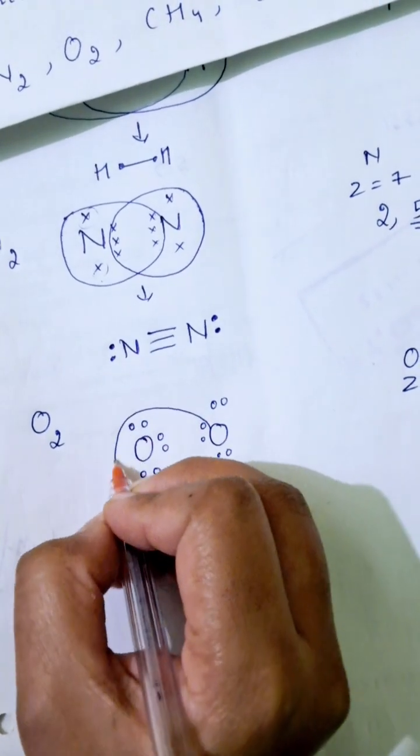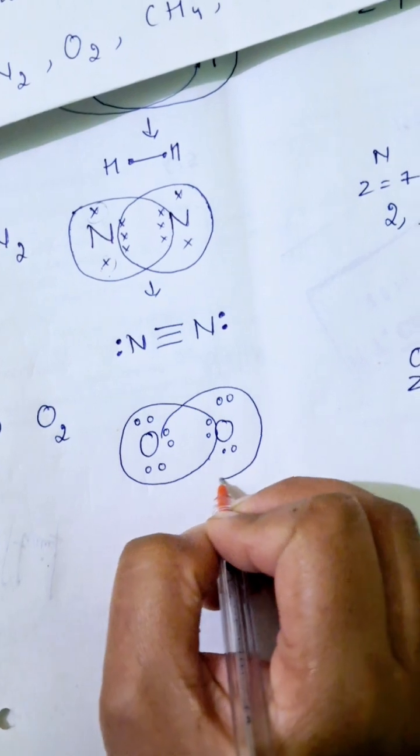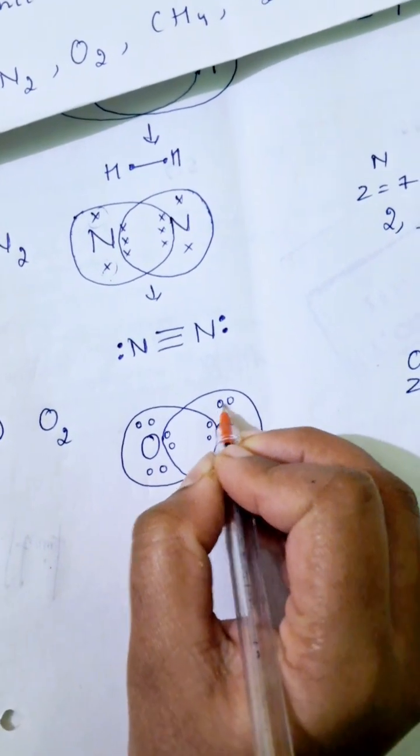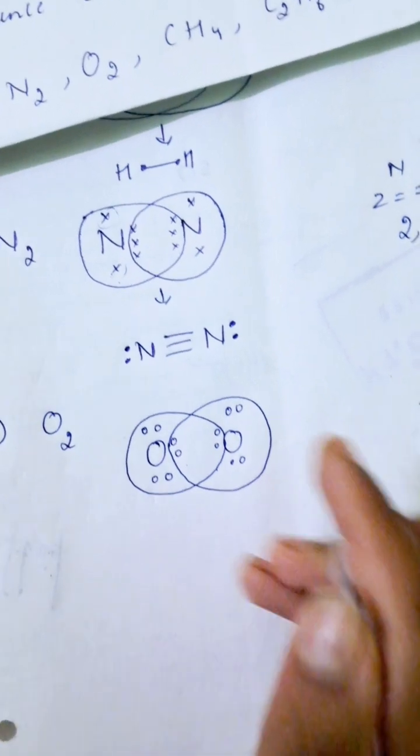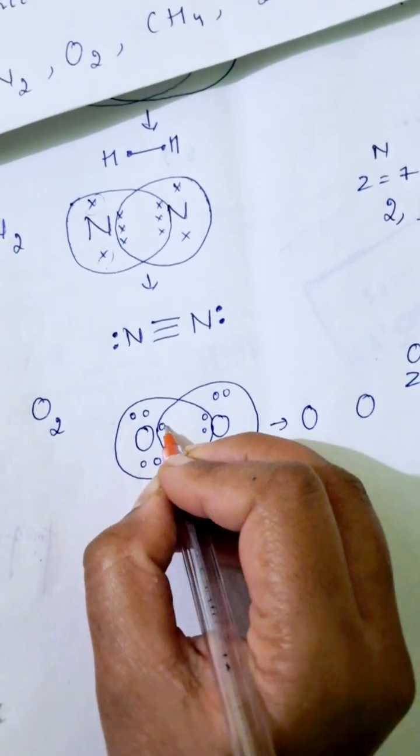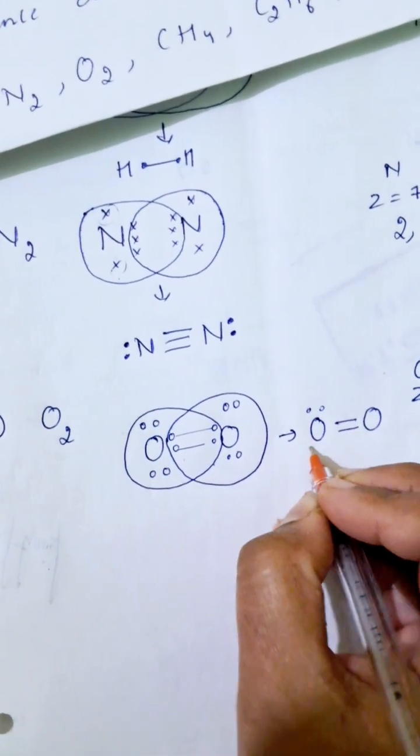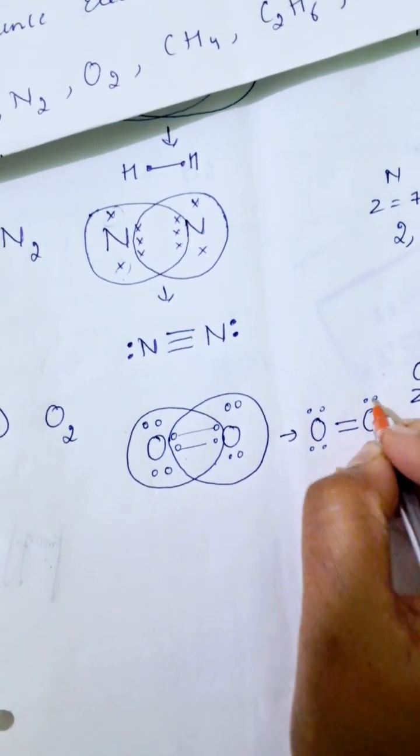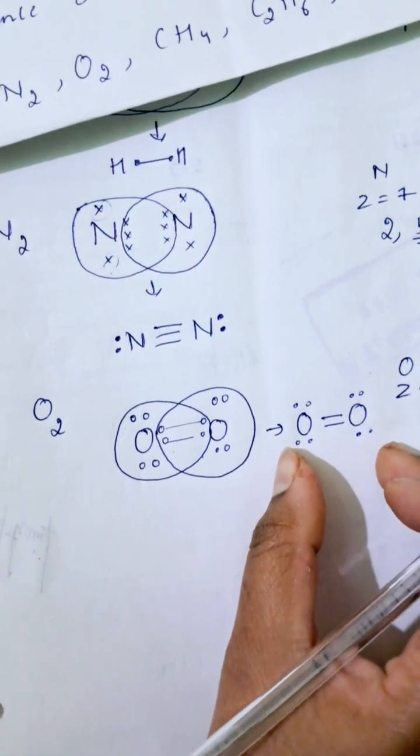They will share their electrons like this, forming a bond. So for this oxygen, 6 plus 2, 8, and for the other, 6 plus 2, 8. Now between the two oxygen atoms, how many bonds do we have? They form a double bond, and the remaining electrons are not involved in bonding, so they are lone pairs of electrons. So this is the dot structure for oxygen.